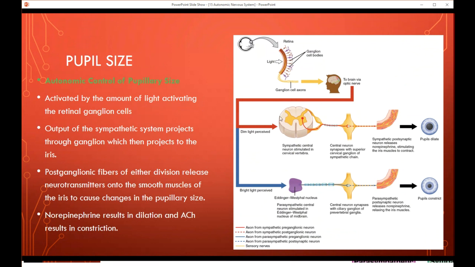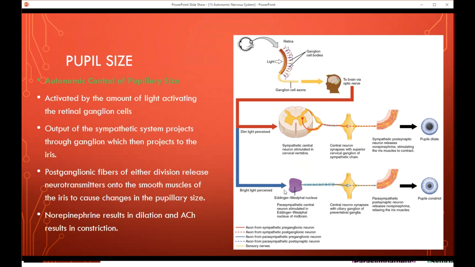So when we have dim light being perceived, the sympathetic central neuron is going to stimulate within that cervical vertebrae. Then the central neuron is going to synapse with our superior cervical ganglion of that sympathetic chain. And then we're going to see a sympathetic postsynaptic neuron release of norepinephrine. When we see norepinephrine being released, it's going to stimulate the iris muscles to contract. When we contract the iris muscles, it makes the pupils bigger.